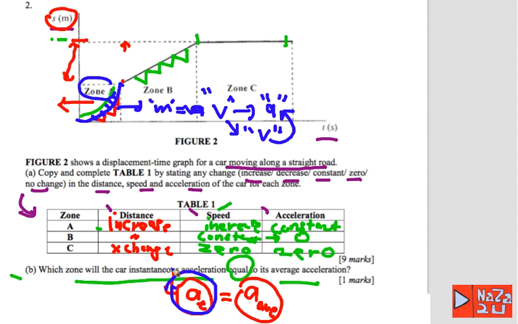That's why at zone A, the instantaneous acceleration is equal to the average acceleration.